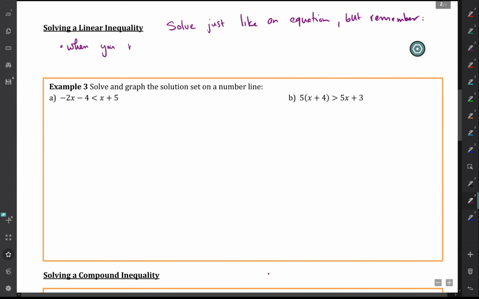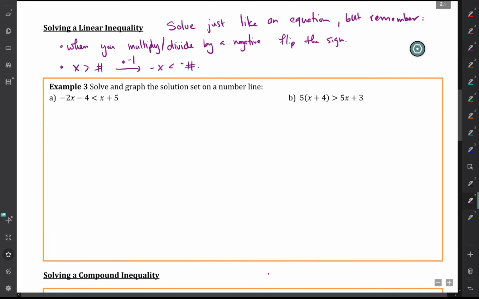So when you multiply or divide by a negative, you should flip the sign. In other words, if you have something like x is greater than some number and you multiply by -1, then you're going to get that negative x should be less than negative that number.